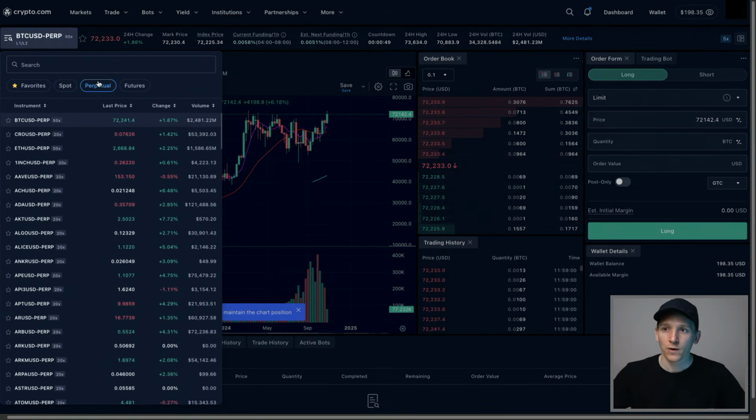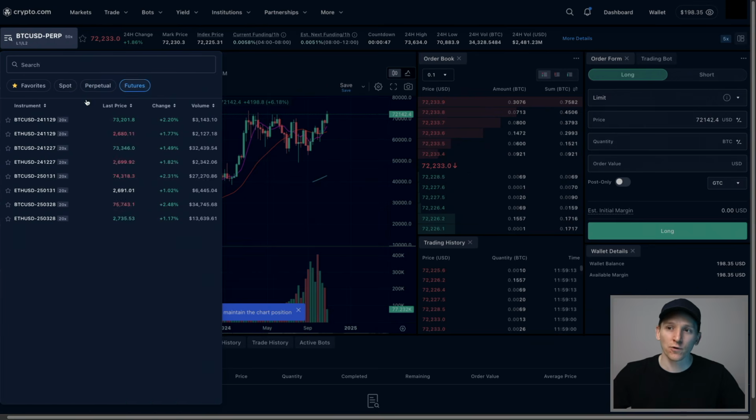If you don't want that, you can trade perpetuals. You can trade futures, sorry. The only downside here is that you do have expiry dates that you have to be aware of. The other thing with trading derivatives is that we can trade with leverage.